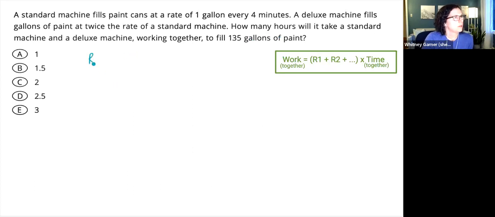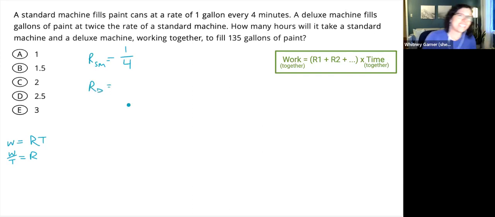So the rate of a standard machine is, if I want to remind myself, if work equals rate times time, then a rate is always a unit of work over an amount of time. So it's 1 gallon every 4 minutes. The rate of the deluxe machine is twice that, so it's 2 gallons every 4 minutes, or 1 gallon every 2 minutes. Either way, I'm going to leave it as 2 gallons every 4 minutes because I have to add these two together. So their rate together is going to be that sum. I want to know how long, that's my time, will it take the two machines working together to do the work?